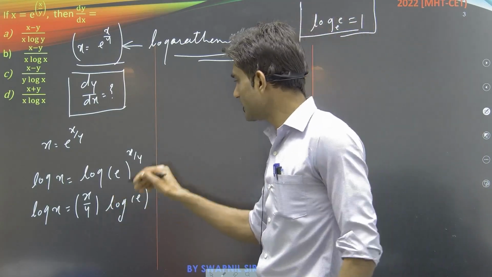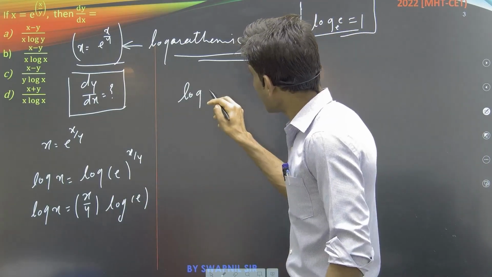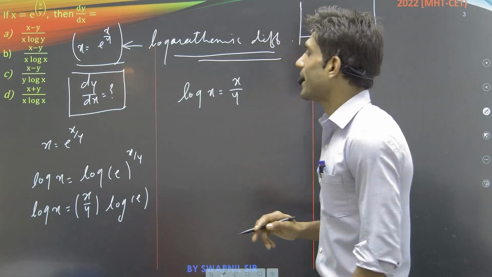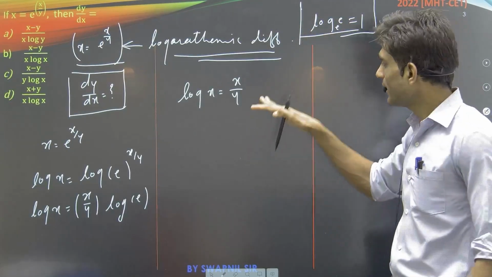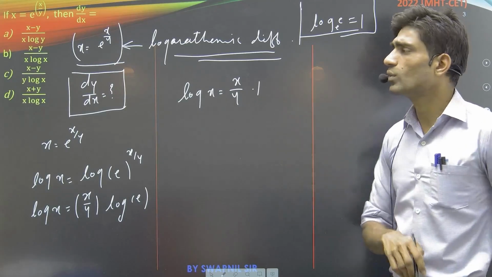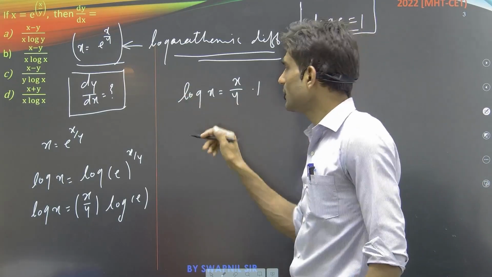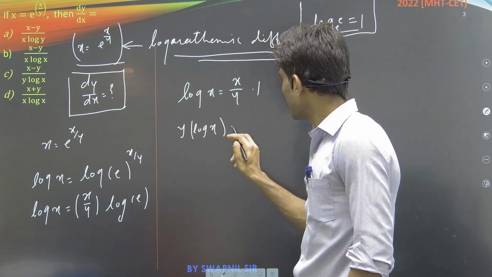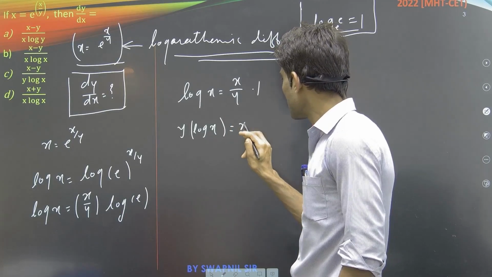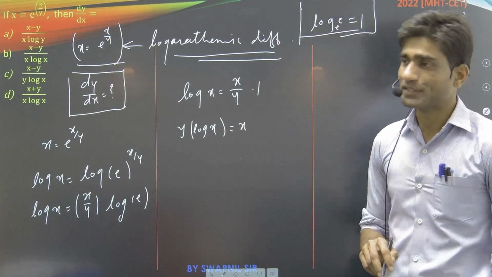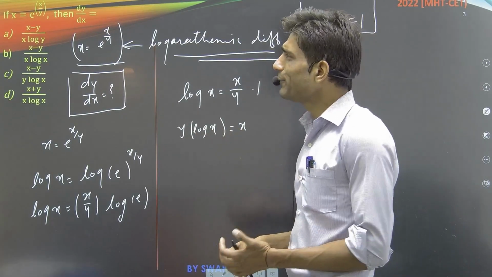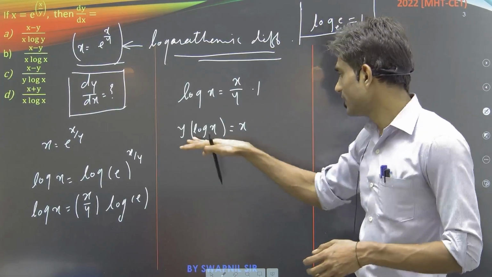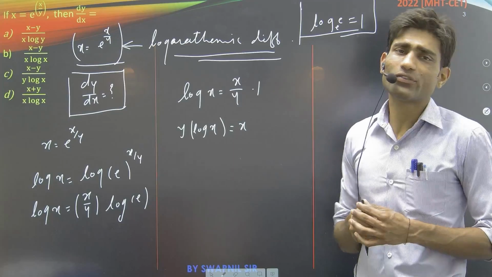So what is the next step? It is log of x equal to x divided by y into log e, which is 1. So y is a denominator here, take it to the other side. So y into log of x is equal to x here. Now see that this is a simplified form of our given function. I have written it this way, and now we go for directly differentiating our function.